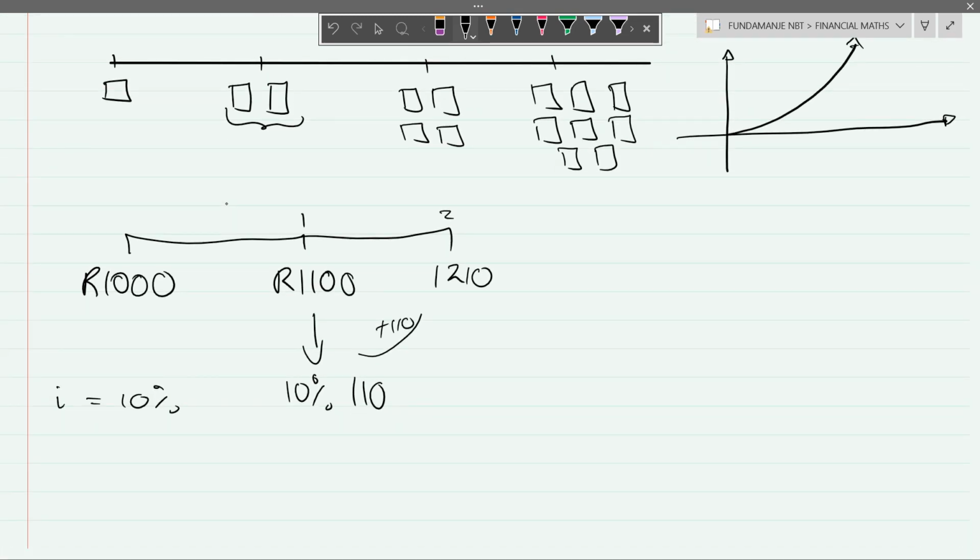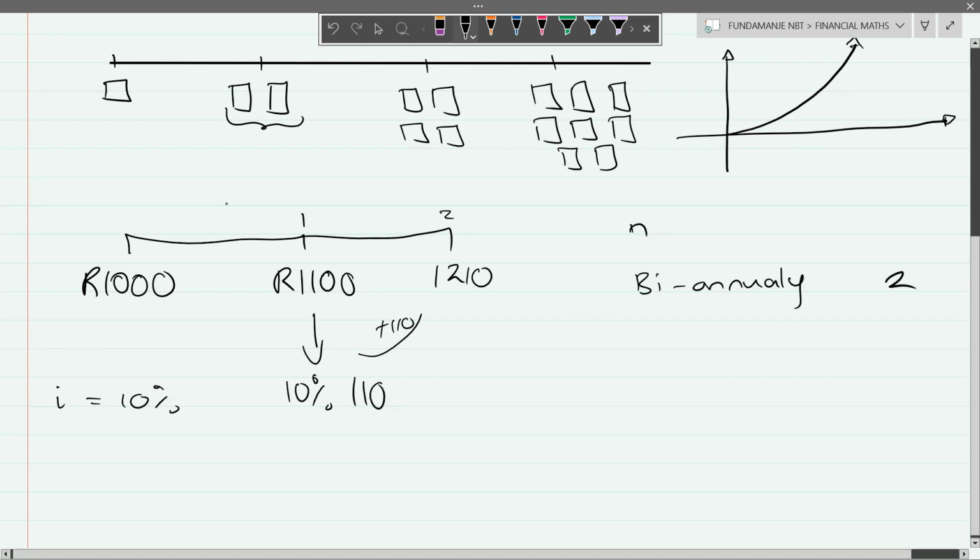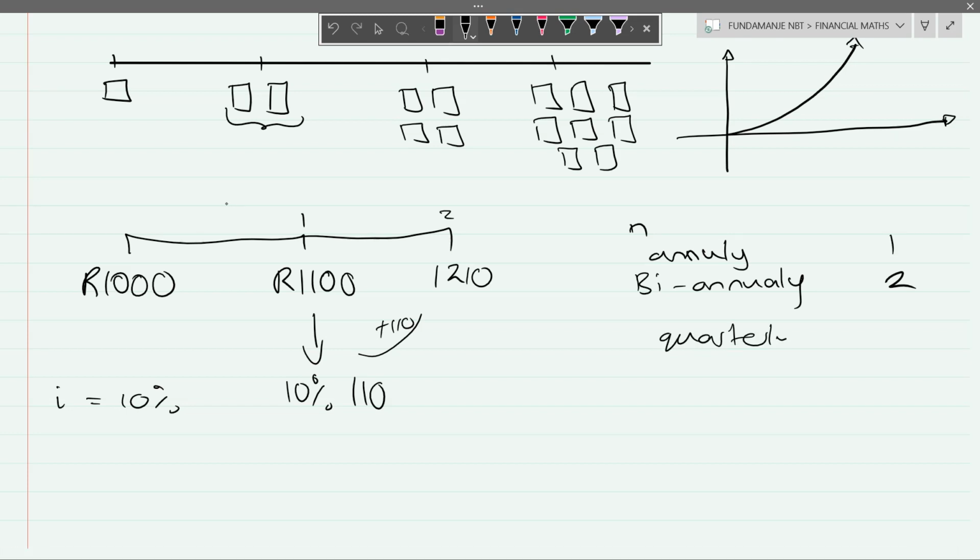And then I just want to mention briefly that n depends on how often this amount is being compounded. So we multiply by 2 if it's compounded biannually, so n is 2. Annually would be once. Then we have quarterly, that would be 4. And then we have biannually, quarterly, annually, and that's about it.